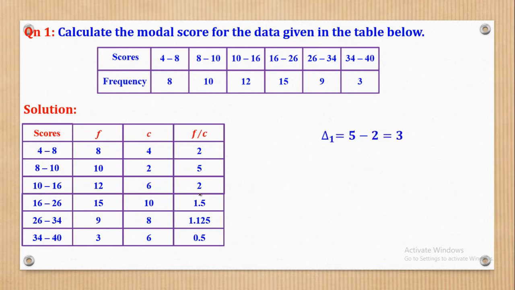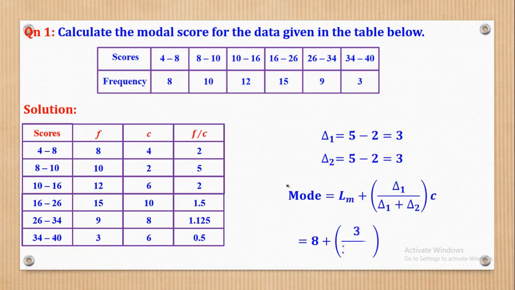So the first thing to do is to identify the modal class. Remember, for unequal class width, the modal class is got from frequency density, and in this case the highest is 5. Therefore delta 1 is this 5 minus 2 to give you this, and delta 2 is this 5 minus this 2 to give you this. The next is to code the formula and then substitute, and this will be your mode.